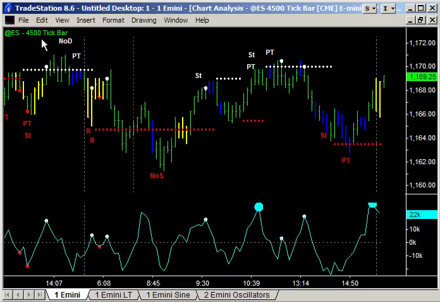And here's the highest time frame tick bar chart that I look at in my E-mini day trading, the 4500 tick bar chart, continuous contract of the E-mini ES here on TradeStation. This is where we got the high of the day at 1170 being made with a head and shoulders pattern.